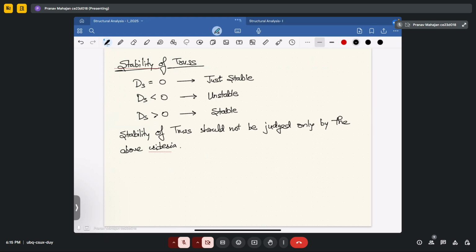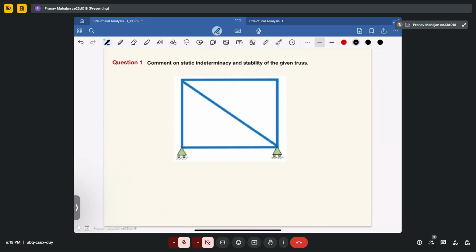Now solving this problem, this is a simple problem for you. You have to determine the degree of static indeterminacy. So degree of static indeterminacy is a summation of internal indeterminacy plus external indeterminacy. Previous week we have seen how to determine external indeterminacy. That will be equal to number of reactions minus number of equilibrium equations, that means R minus 3.